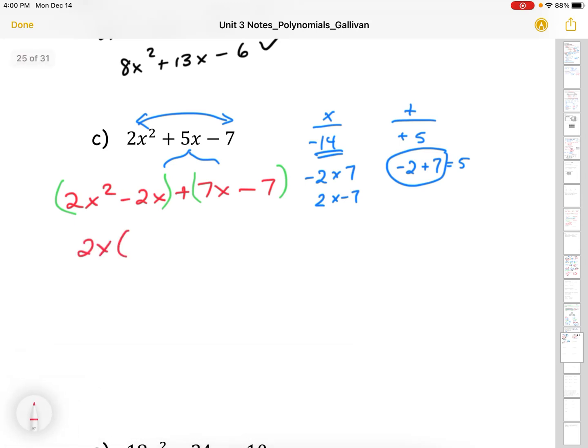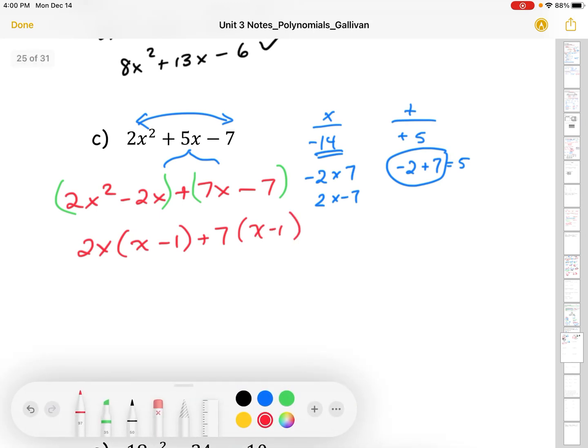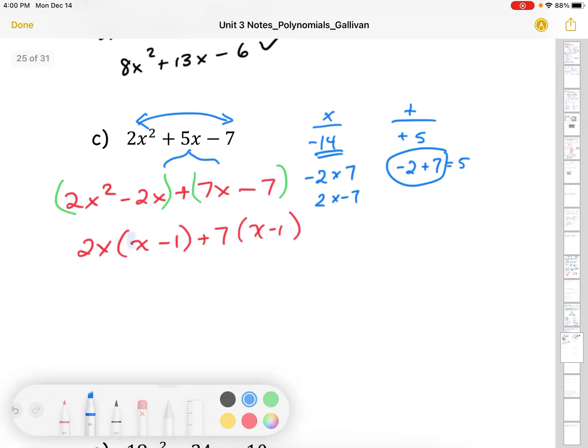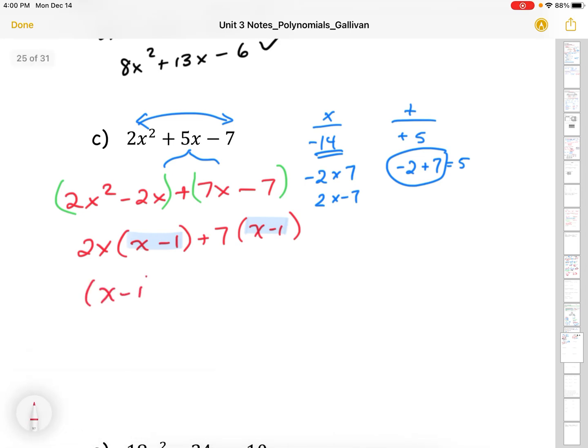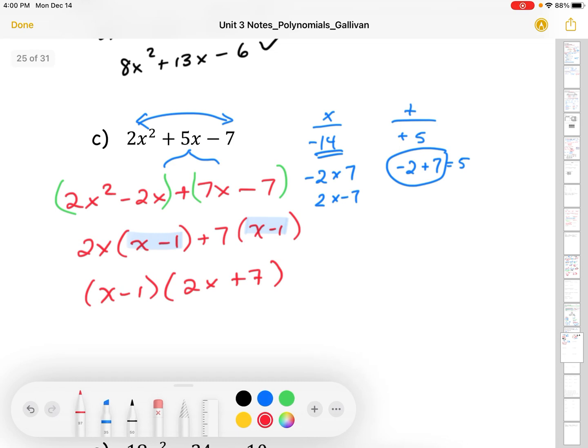So 2x squared minus 2x, I can divide out a 2x. So I'll get x minus 1. And 7x minus 7, I can divide out a 7 and I'll get x minus 1. Are we on the right track? I hope you can see that yes, indeed we are. X minus 1 is in both brackets. So let's factor that out, x minus 1, and the remainder goes in the other bracket.